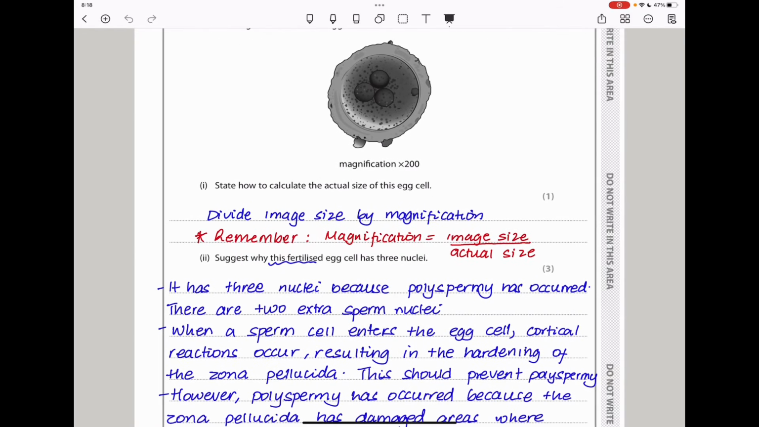So let's continue here. They say, state how to calculate the actual size of the egg cell. To calculate this actual size, they've given us the magnification. So what you would do is you would say, we divide the image size by magnification. Remember, they've told you how. So we are looking for how. I also said, remember, magnification is image size divided by actual size. So if you want to find the actual size, you will say this is equal to that divided by that. So just this written in blue could be enough to earn you the 1 mark.